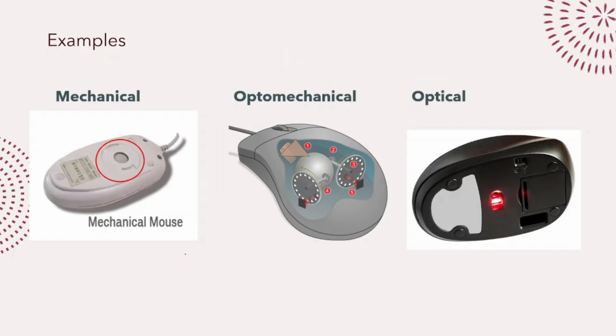Then, these are examples of mechanical mouse. If you can see, this one here is the ball. You can check it, I mean, you can see that this ball here is rolling once you move the mouse. Then the optomechanical, as mentioned ko kanina, the ball is inside the mouse, while the optical is somewhat like this. It's very common. This is a common mouse we have today.